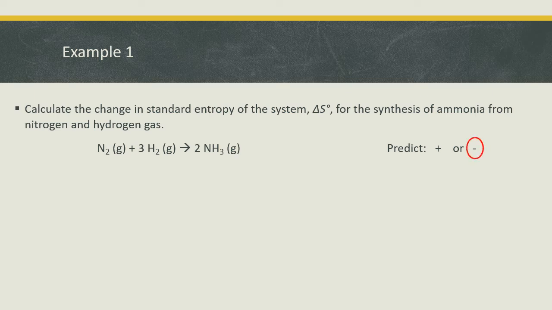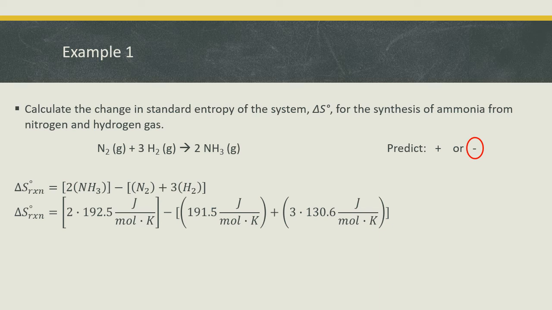So now we're going to plug into our equation. So again, we want products minus reactants. So we'd have our delta S of our reaction equal to 2 times the NH3, because it has a coefficient of 2, minus the reactants, so minus N2 plus 3 of the hydrogen. Now we're going to replace the chemicals with the values from the table.